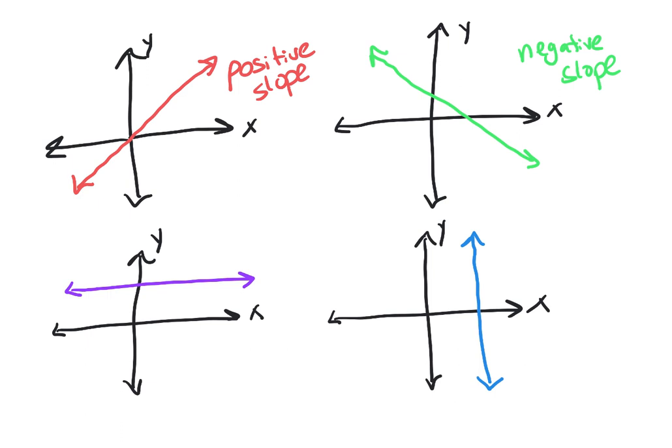Now the one down here in purple is just a straight horizontal line. It's not really going up, it's not really going down. It's just straight across horizontally. This is what we call a zero slope. So the slope would be 0 here. And if you look at our last one, we just have a straight up and down vertical line. This is what we call an undefined slope, when it's straight up and down and vertical.